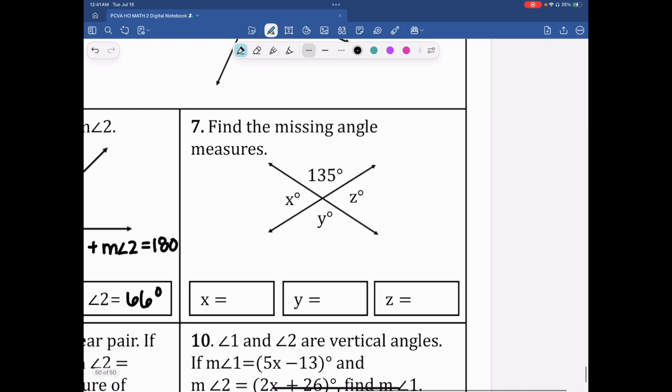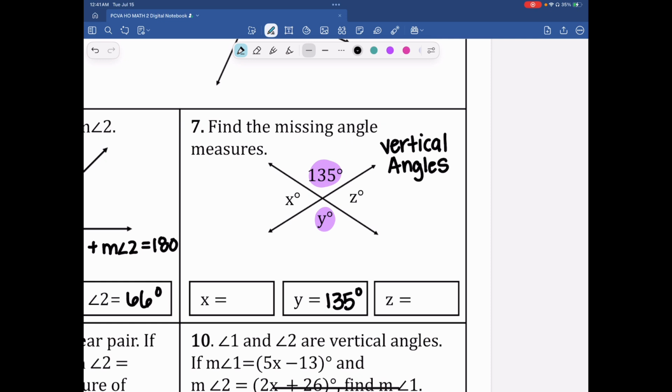All right, so for number 7, it says find the missing angle measures. If I look, I see I have the x, which means that they are vertical angles. Since we know they're vertical angles, we know that opposite angles are going to be congruent. So I'm going to focus first. We only have the measure of 135. So I know that y must also be 135 because they are vertical angles and vertical angles are congruent.